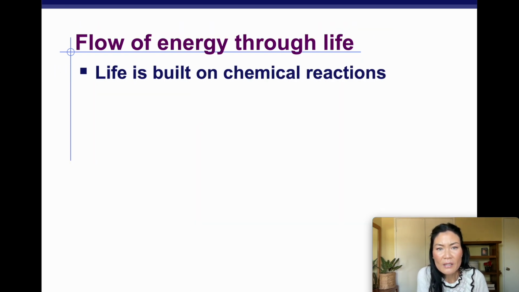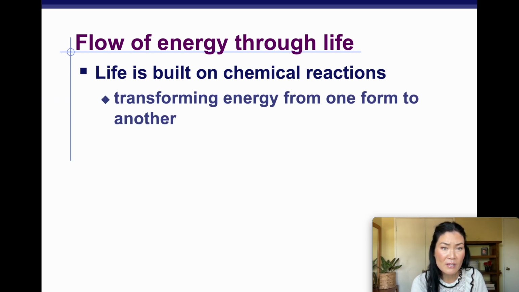And so in an ecosystem, there's going to be a flow of energy, and life is built on chemical reactions, and we begin with the sun. The solar energy is going to be absorbed by producers or plants, or what we call autotrophs. And what autotrophs do is they convert that solar energy into chemical energy. So they are transforming energy from one form to another. And that chemical energy is going to serve as a source of food for the primary consumers.